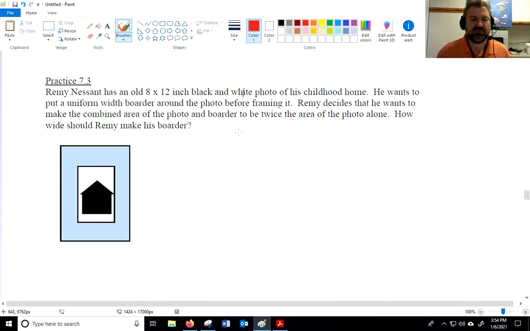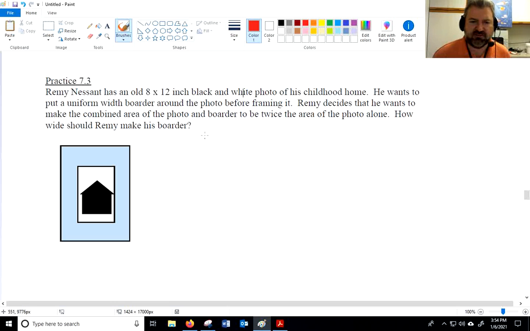All right, let's go to the next one. Reminiscent, give this one a try. Okay, hopefully you had success with this one. Remy has an old 8 by 12 inch black and white photo of his childhood home. He wants to put a uniform width border around the photo before framing it. Remy decides that he wants to make the combined area of the photo and border to be twice the area of the photo alone. How wide should Remy make his border?